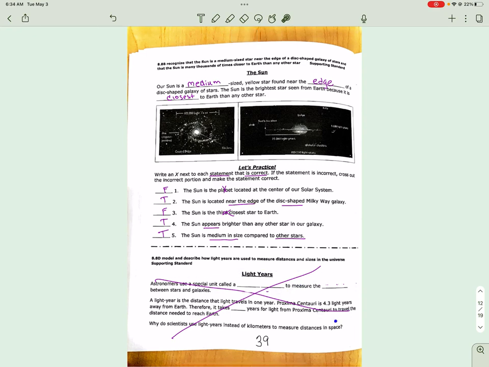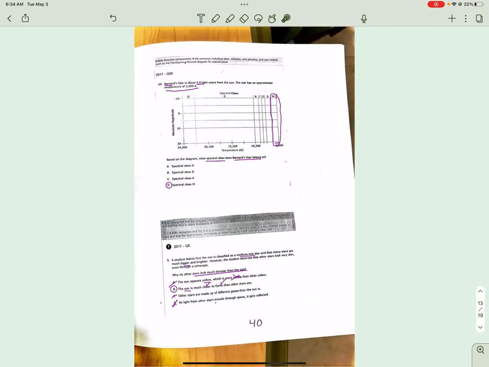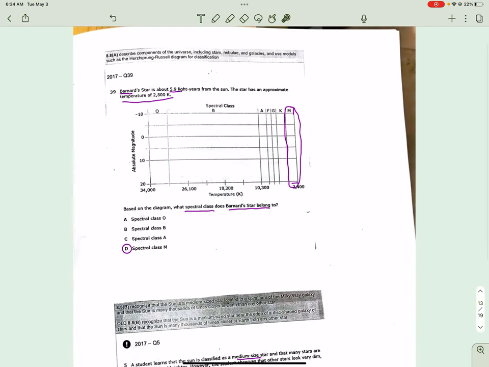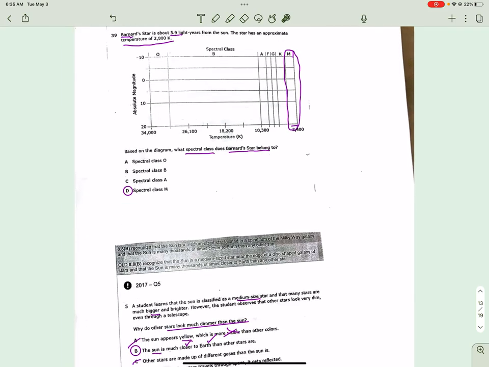We're not going to cover light years, so I remove that one. Let's go to this one. Again, the HR diagram. Bernard's star is about 5.9 light years from the sun. The star has an approximate temperature of 2,800 K. Based on the diagram, what spectral class does Bernard's star belong to? 2800. So if we look at this one, this is going to be a lot higher because look at the difference between the two. So then we're going to say it's a spectral class M.